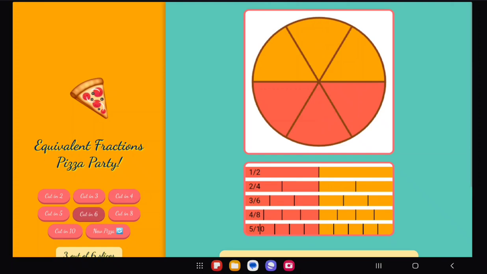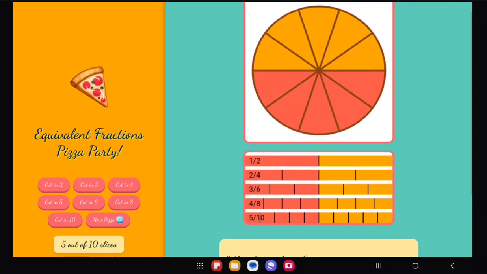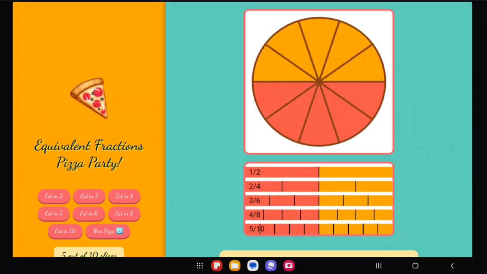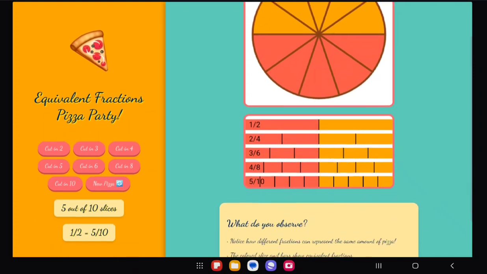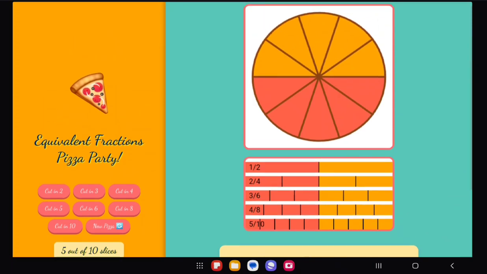If I have a 6-piece pizza, in the red zone you can see we have selected 3 out of 6, which again can be called a half. If I cut it in 8 pieces, we have selected 4 out of 8, again half. So 1 over 2, and same thing with 10, 5 out of 10 we have selected, that means again half. So 1 over 2, 2 over 4, 3 over 6, 4 over 8, 5 over 10, all of these fractions are the same. They are equivalent to each other.